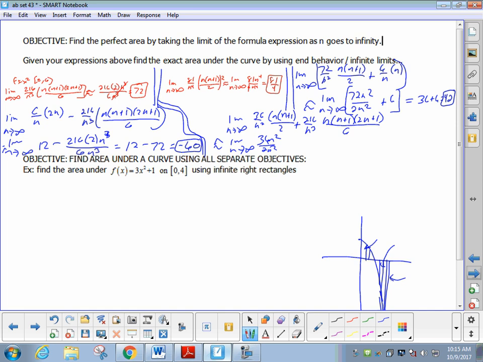So the last one is just doing the problem all the way through. Try it.